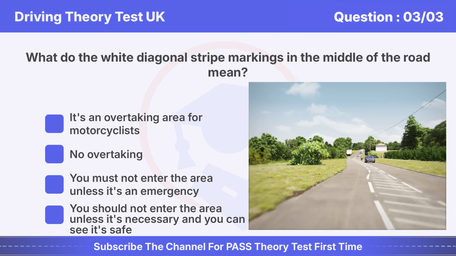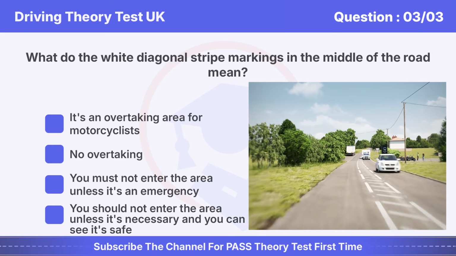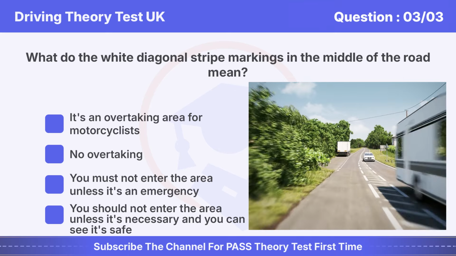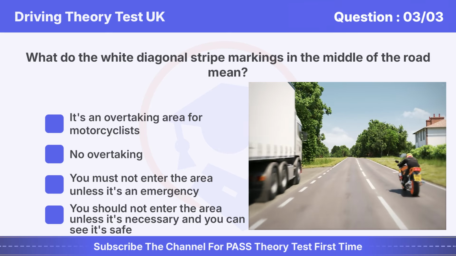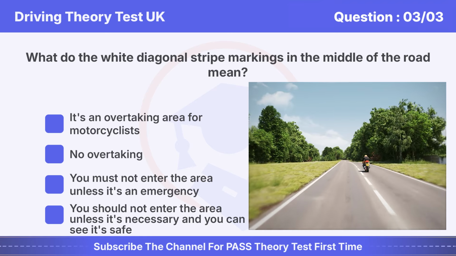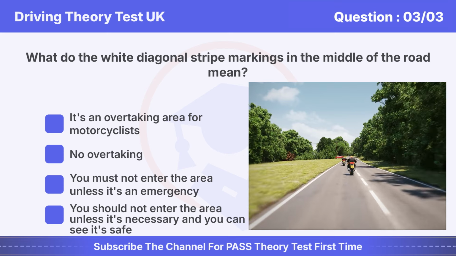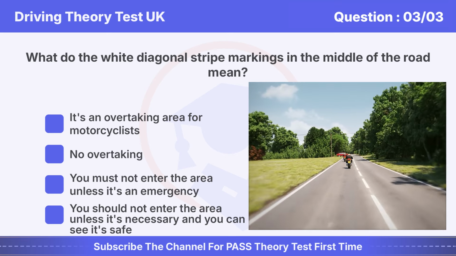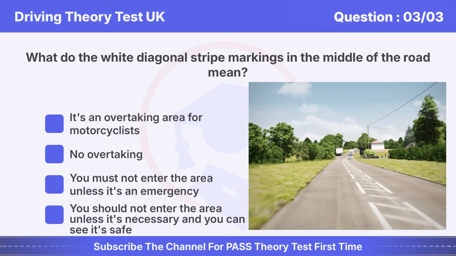Question 3. What do the white diagonal stripe markings in the middle of the road mean? Option A. It's an overtaking area for motorcyclists. B. No overtaking. C. You must not enter the area unless it's an emergency. D. You should not enter the area unless it's necessary and you can see it's safe.